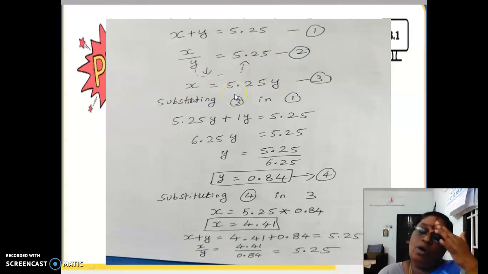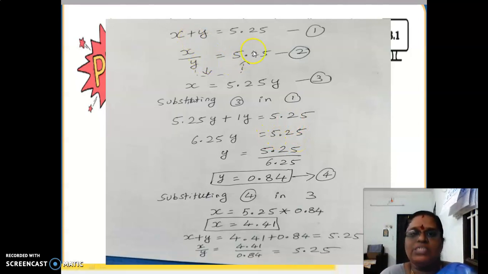You all read this in maths, right? x by y we can write as x is equal to 5.25y. So we are going to substitute this x in this formula. What will we be doing? 5.25y plus 1y is equal to 5.25. So it becomes 6.25y. Bringing this 6.25 across the equal to symbol, if it is multiplication it becomes division. Like this only: plus becomes minus, product becomes division, and multiplication means here division. So y is equal to 5.25 divided by 6.25.